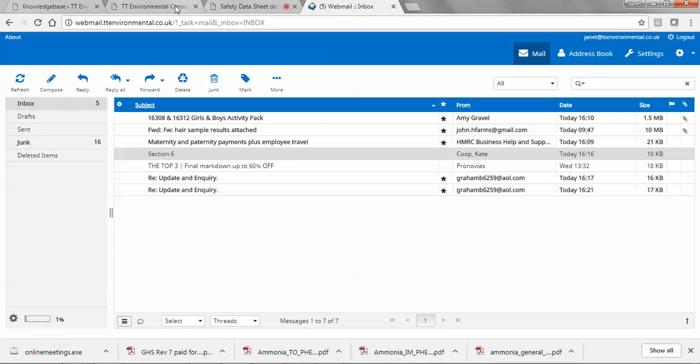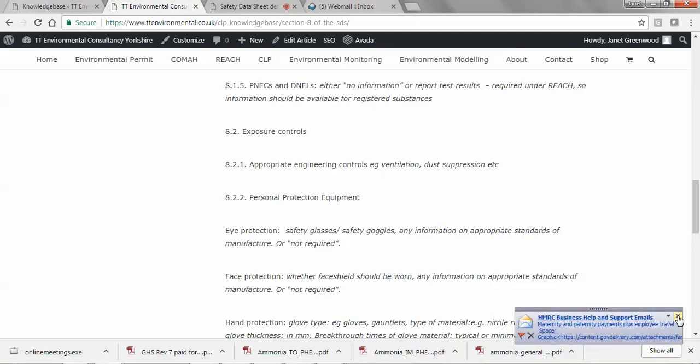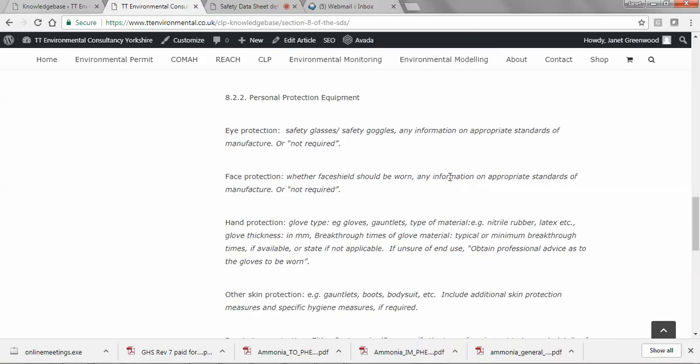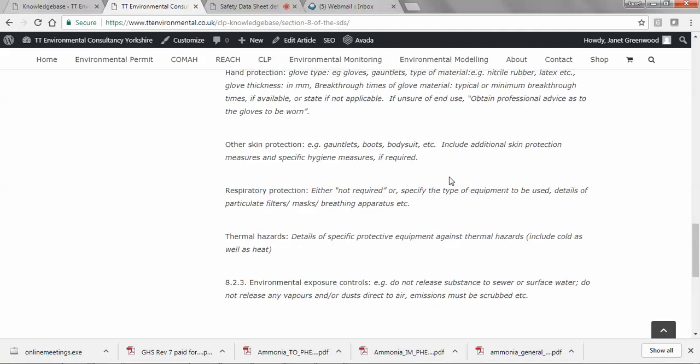Right, exposure controls is the second part. This is engineering controls, for example, whether ventilation is needed, dust suppression. And I would say at this point that if you've gone through REACH, a lot of this information will be provided to you. Engineering controls like ventilation and dust suppression, personal protective equipment, eye protection, face protection, hand protection, other skin protection, respiratory protection, thermal hazards, and also environmental exposure controls.